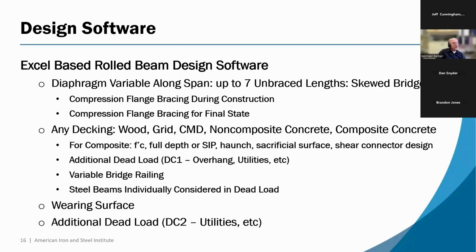If it's composite, it has all sorts of variability in there, whether it's full depth or stay-in-place forms, a sacrificial surface. It'll do the shear connector design. We can put additional dead loads on there. We can do variable bridge railings, and the steel beams are individually considered in the dead load instead of just some conservative value. We can put a wearing surface on there, of course.